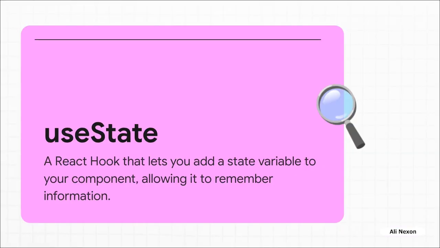And to manage this memory, React gives us these special functions called hooks. useState is the most essential one of them all. It literally lets you hook into React's state management system. It allows you to declare a special state variable, and this is the magic part. It tells React to automatically re-render your component anytime that variable changes.